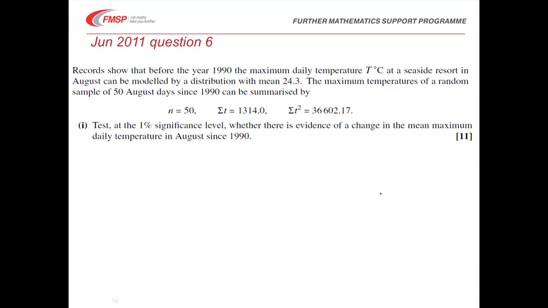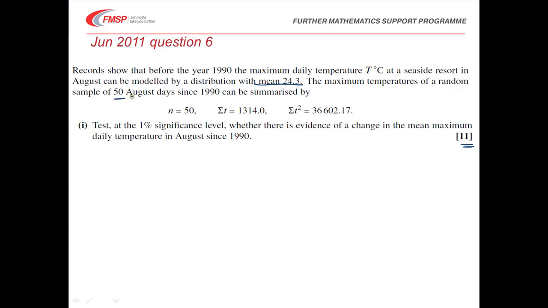So, June 2011, question 6. Records show that before 1990, the maximum daily temperature at a seaside resort in August can be modelled by a distribution with mean 24.3. So we're not told what the distribution is. The maximum temperatures of 50 August days since 1990 can be summarised as below. And basically we've got to do a test. And it's worth a lot of marks. Okay, so that's just something we need to be very, very conscious of.